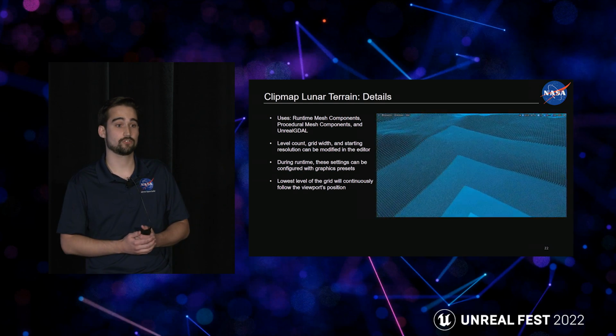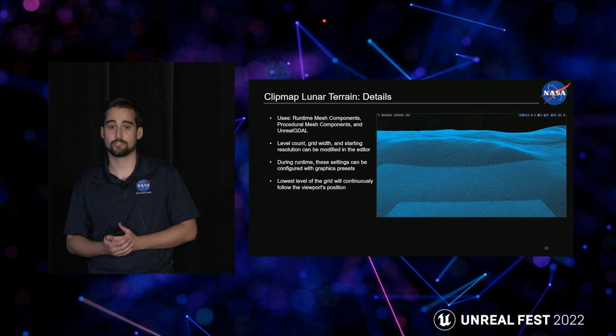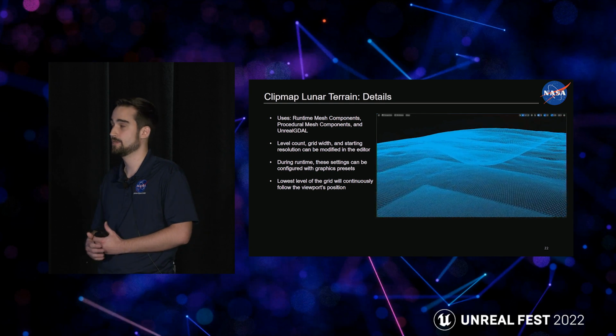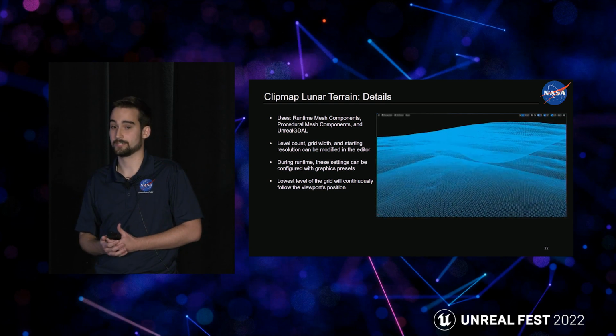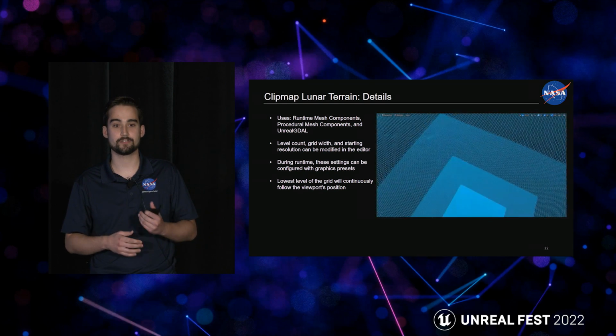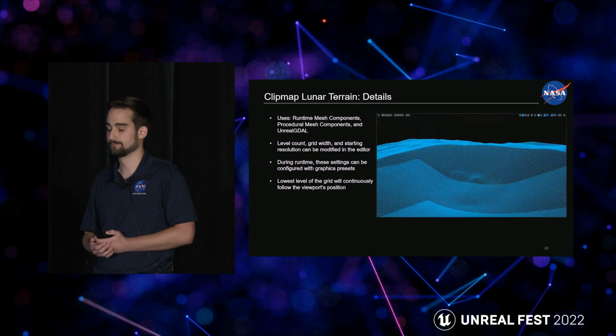For us, we chose 20 centimeters per pixel because that is equivalent to the highest resolution terrain data we have. That value falls off by a factor of 2 with each level that you increase to. Now, all of those values are fully configurable by the user, either at runtime or in the editor for development purposes.